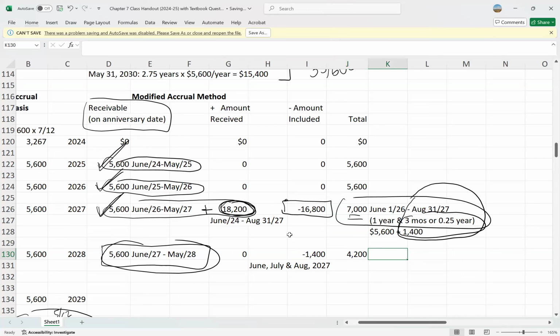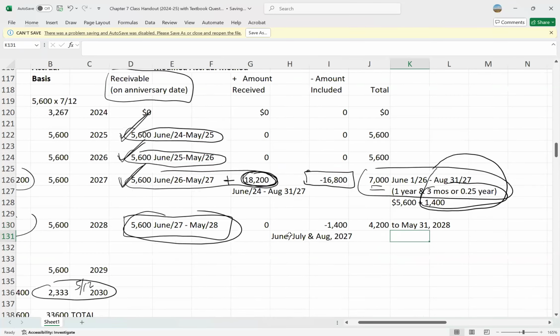So it gets a little bit confusing, but hopefully the dates that I've listed here help you understand how we're making these calculations. So if we're looking at 2028, we include 4,200. This will bring us all the way up to May 31st, 2028. So now we've included everything to May 31st, 2028.